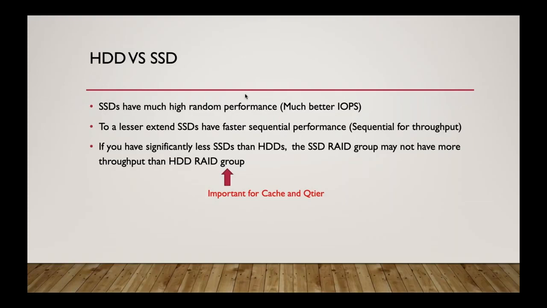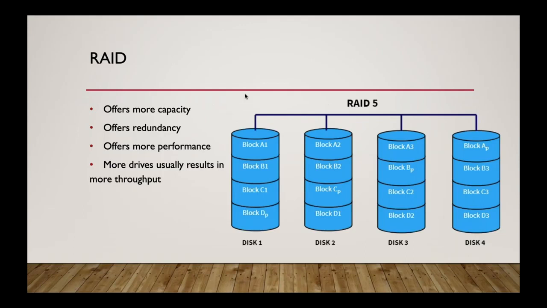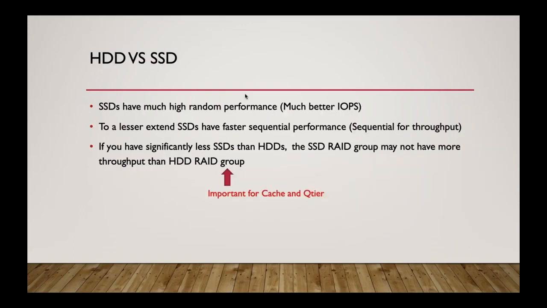But I want to point something out here that I mentioned, that with more drives, you typically get more throughput. So if you have, let's say, just 2 SSDs, like RAID 1 or something, but you have, say, 12 HDDs, like a lot of HDDs, you might find that your HDD RAID group has more throughput than your SSD RAID group. Because if SSDs have maybe twice the sequential throughput of HDDs, but there's only 2 of them, the throughput of like 12 or more HDDs might be more than the throughput of your SSD RAID group.